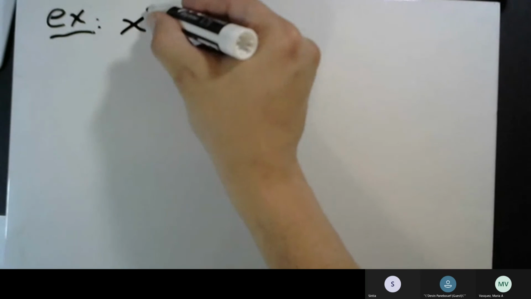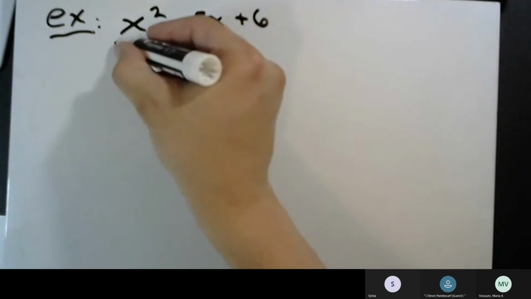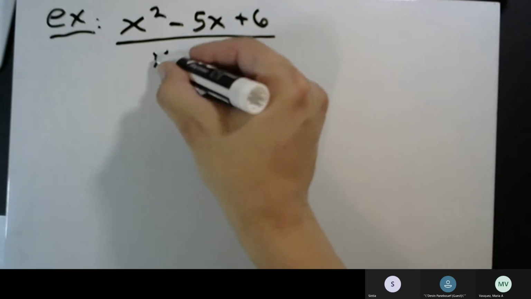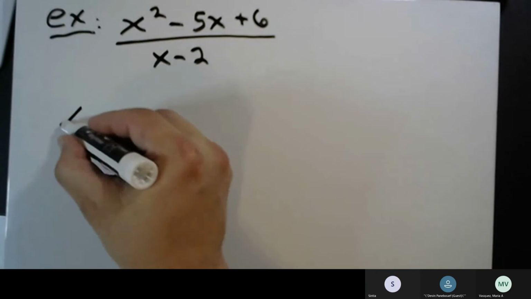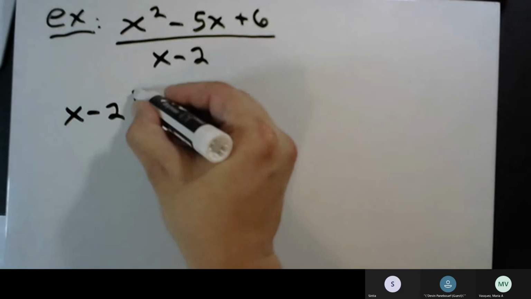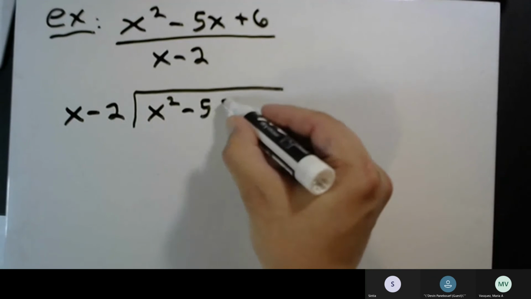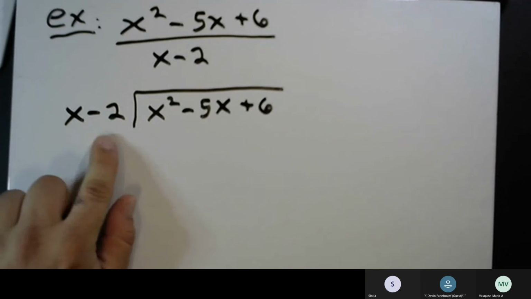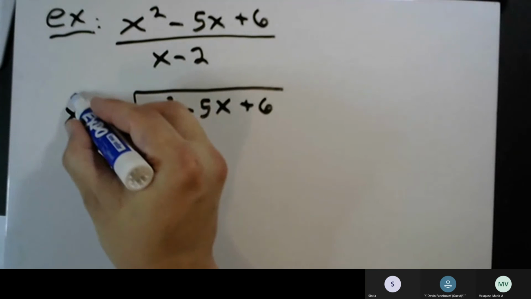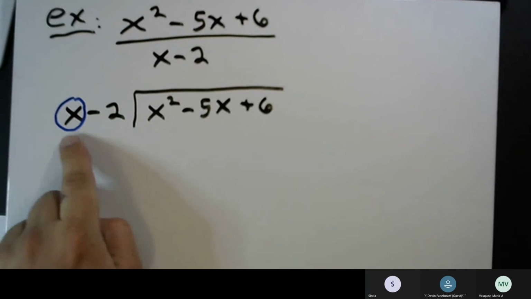So let's say we have x squared minus 5x plus 6 over x minus 2. So what we're going to do is this. First, we're going to write this as long division. And for us, what's going to do the work is not the entire polynomial or binomial in this case, but just the first term. Now, we need to put these in standard form.